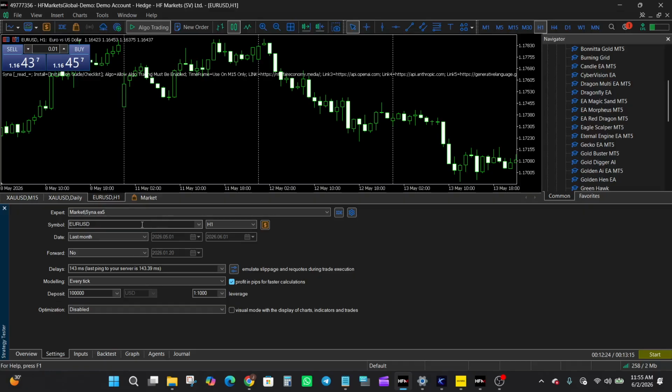The symbol we used for this backtest is EURUSD on the H1 time frame, and as for the delays, we use the last ping to the server, with every tick modeling, of course, for better accuracy.